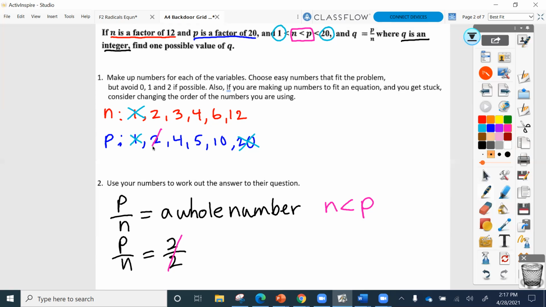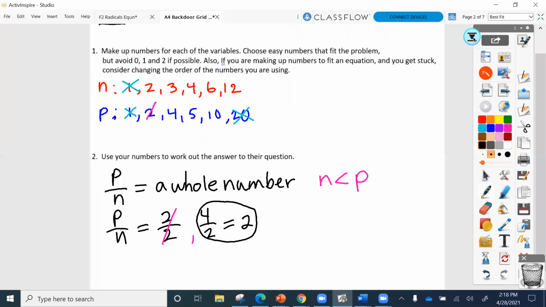All right, so let's try 4. So what if we had 4 divided by 2? Well, p is greater than n, so that fits that. And also, if you divide 4 by 2, you do get a whole number. So your answer could just be 2. But just so you guys get the hang of what I'm doing here, let's try a couple other numbers. So p has to be greater than n, and when you divide them, you have to get a whole number.